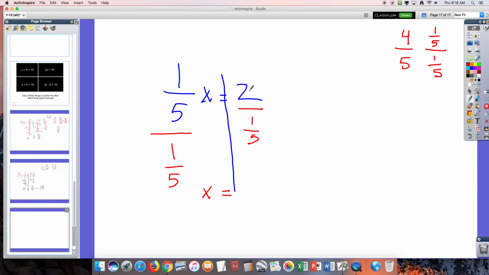Okay, so in your calculator, do 2 divided by, and then hit the fraction key. Put 1/5. Equals 10. That's it. That's the answer. Good job. All right. Now we're going to do one more to fill up our whole thing here.